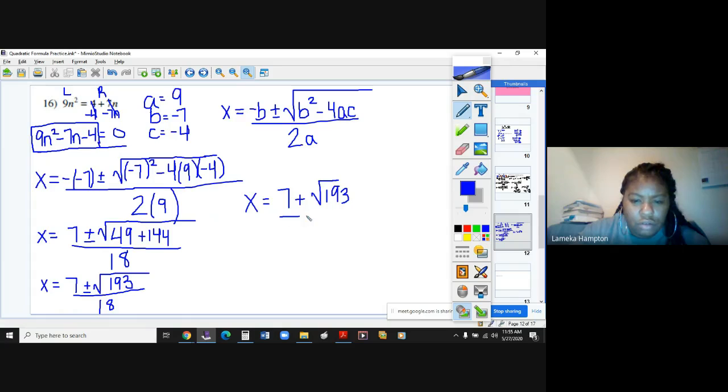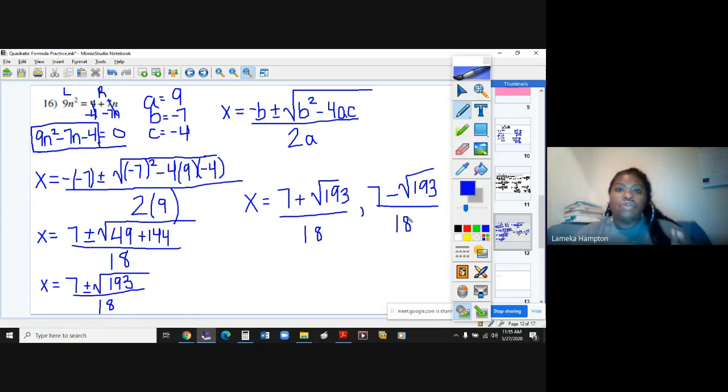And I'm going to write it out the way that you would see it on your GED exam. It's going to be 7 minus the square root of 193 over 18. So that is your final answer. You don't have to go any further and actually find the square root of 193 because, as you saw, it is not going to be a whole number. It's going to be close, but it's going to be a decimal. Okay? All right.